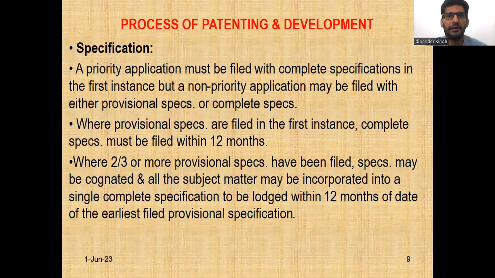Specification for the process of patent and development. A priority application must be filed with complete specifications in the first instance, but a non-priority application may be filed with either provisional specs or complete specs. Where provisional specs are filed in the first instance, complete specs must be filed within 12 months. Where two or more provisional specs have been filed, they may be cognated and all the subject matter may be incorporated into a single complete specification to be lodged within 12 months of the date of the earliest filed provisional specification.